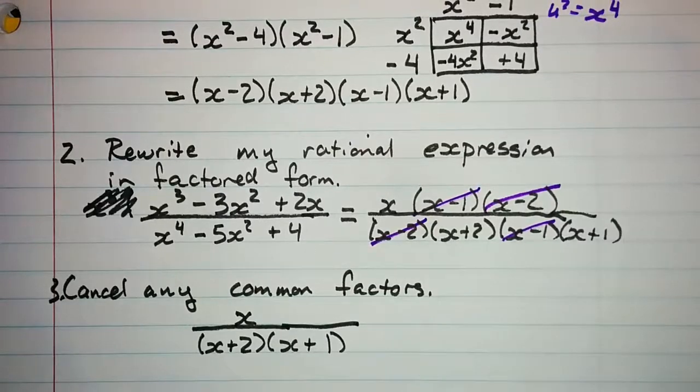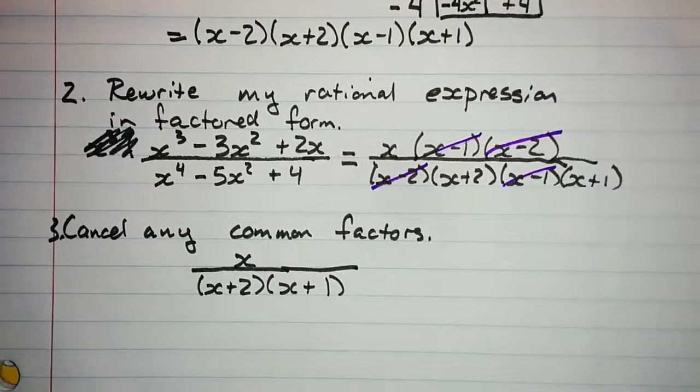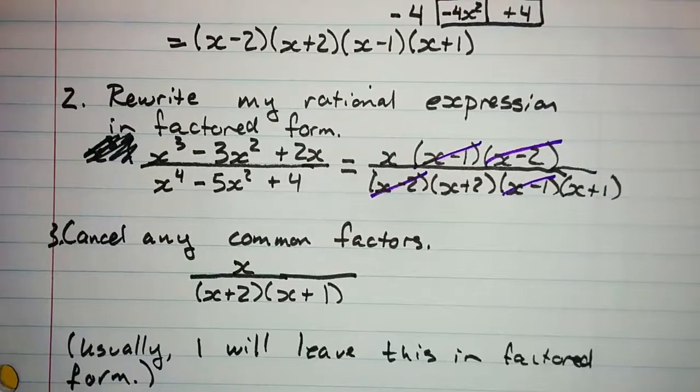The good news is, usually I will leave this in factored form, because usually factored form will be more convenient for whatever it is I plan to do next. If I have a compelling reason to want it multiplied out, I could multiply it out. But unless I need to, I'm going to leave it in factored form.